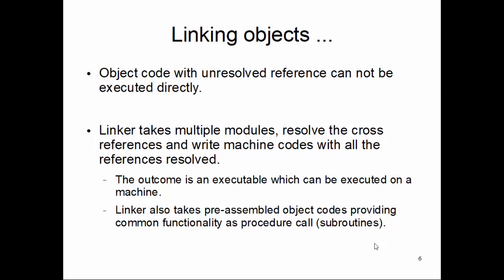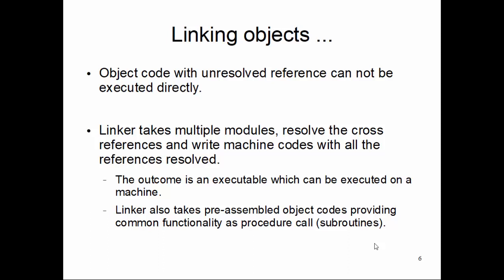Now, object code with unresolved references cannot be executed directly, so the linker takes multiple modules, as I said, resolves the cross references and writes the machine code with all the references resolved. So that's what I mean by the executable having to be standalone. It has to resolve all the functions, all the labels. In terms of assembly language, we call it a label, we don't call it a function. We'll come to that concept later also. But let's use the terms function and label interchangeably.